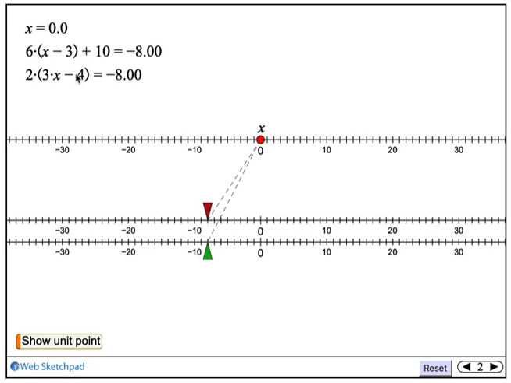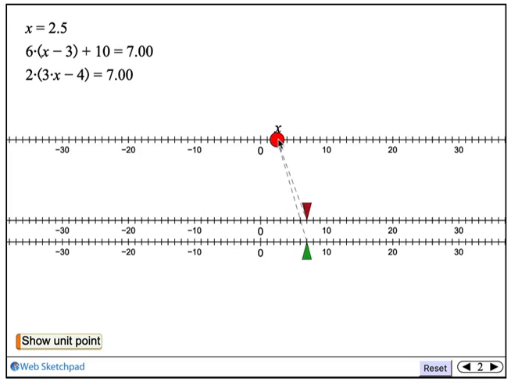Now on page 2, we have a different equation, and we can see the left and right side of that equation here. And once again, we'd like to find the value of x that creates a situation where these pointers line up, one above the other. And look, it seems like before we've even dragged point x, we've already found the solution. When x is equal to 0, both the left and right sides of our equation are equal to negative 8.